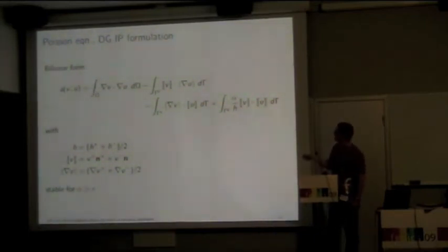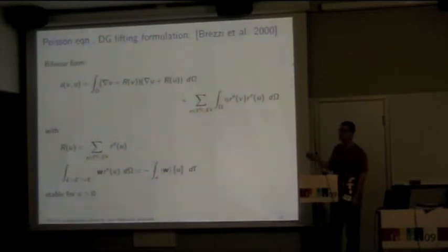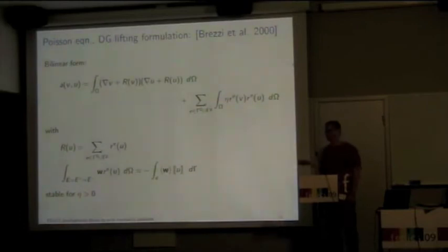So we compare that to a GG lifting type formulation, which looks a bit different, and we have these lifting operators, so capital R, and so we have 4 terms here, actually, almost like we had before, plus a stability term. And the thing to notice here is that these methods are stable for any positive value of eta.